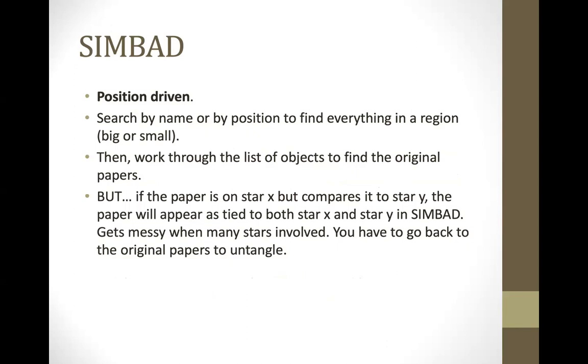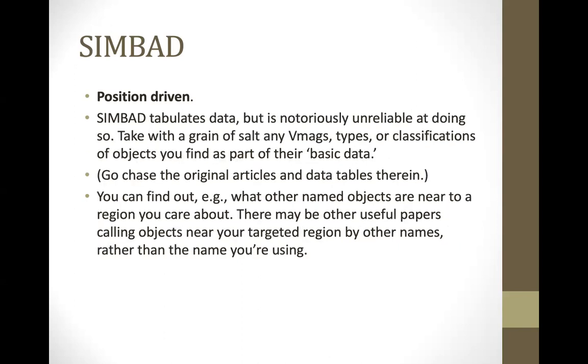But here's where it might get messy. If the paper is on a given star, and then maybe the paper is focusing entirely on star X, but then deep in the discussion section is comparing it to star Y, the paper will appear in Simbad as tied equally to both star X and star Y. So that gets messy when you have more than 2 stars involved. So you cannot use Simbad to the exclusion of everything else. You have to use Simbad as just the tip of the iceberg. You absolutely have to go back to the original papers to untangle what's going on. Simbad tabulates some data, but it is notoriously unreliable at doing so.